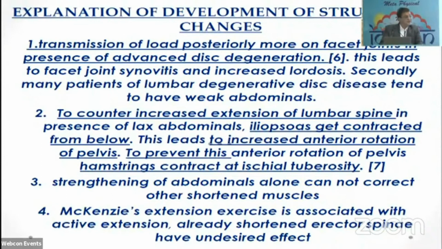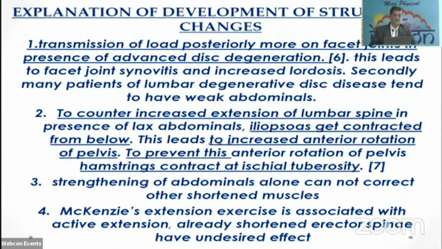Now how the structural changes occur, I'll tell you that. Say there is a transmission of load posteriorly more on facet joints in presence of advanced degeneration. This leads to facet joint synovitis and increased lordosis earlier in the dysfunction stage. Secondly, many patients of lumbar degenerative disc disease tend to have weak abdominals, as we know. Now to counter that increased extension of lumbar spine, and in presence of lax abdominals, iliopsoas gets contracted from below. This leads to increased anterior rotation of pelvis. To prevent this anterior rotation of pelvis, hamstrings contract from below at ischial tuberosity.